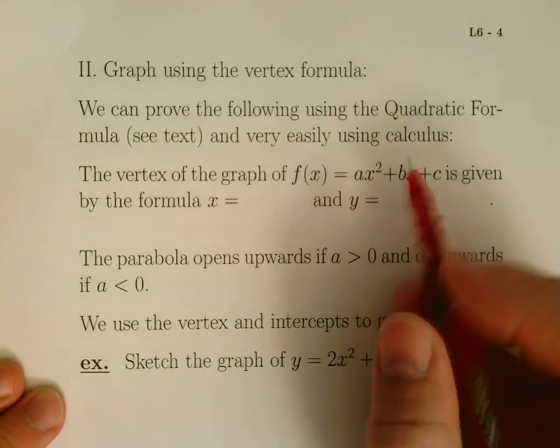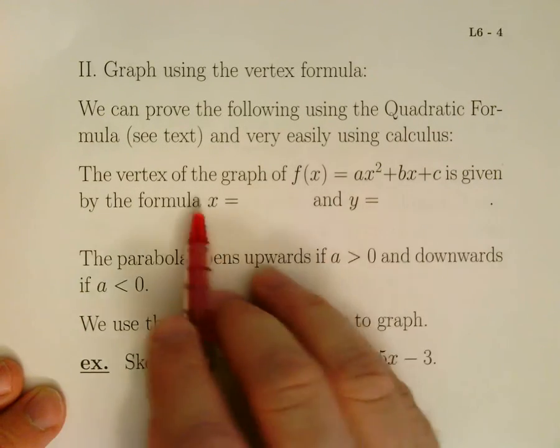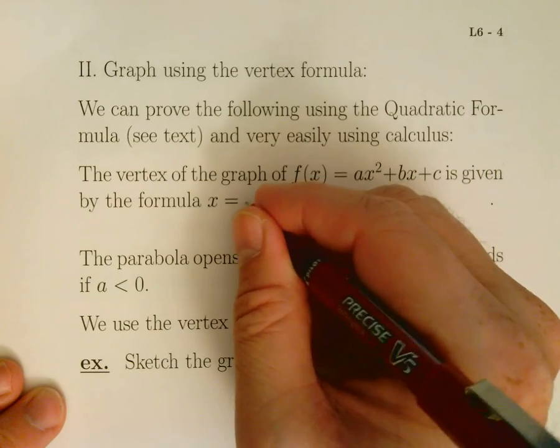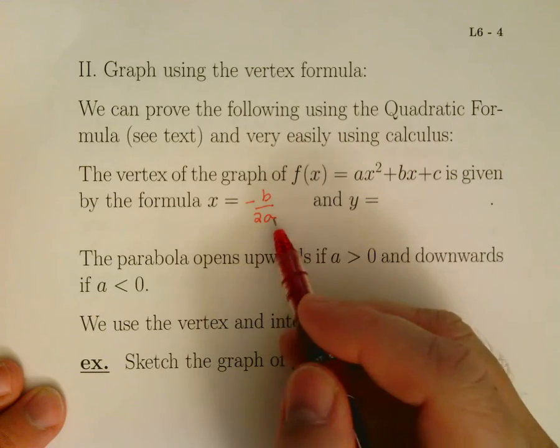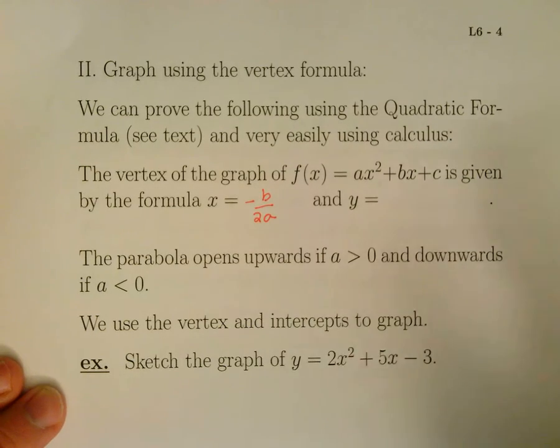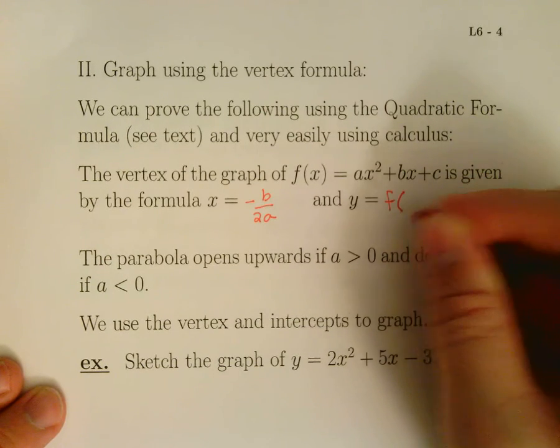In fact, the first piece, if I start off with ax squared plus bx plus c, I get negative b over 2a as the first term here. And you say, well, where does that come from? That actually comes from completing the square. Remember, I had to divide by 2 squared, and it factored out nicely. And then, of course, the y value is f of negative b over 2a.